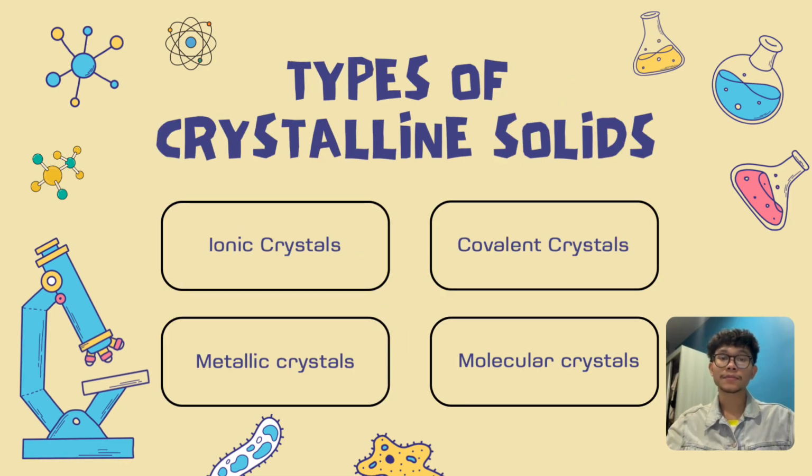Next, types of crystalline solid. There are 4 types. Number 1 is ionic crystals. Number 2, we have metallic crystals. Number 3, we have covalent crystals. And the final one is molecular crystals.